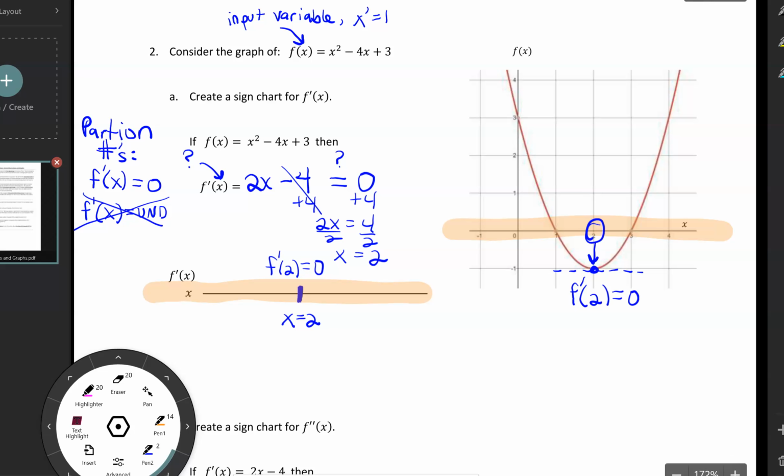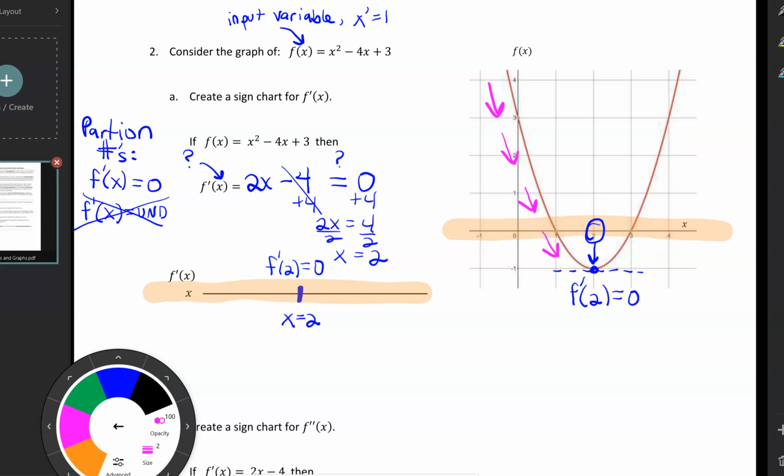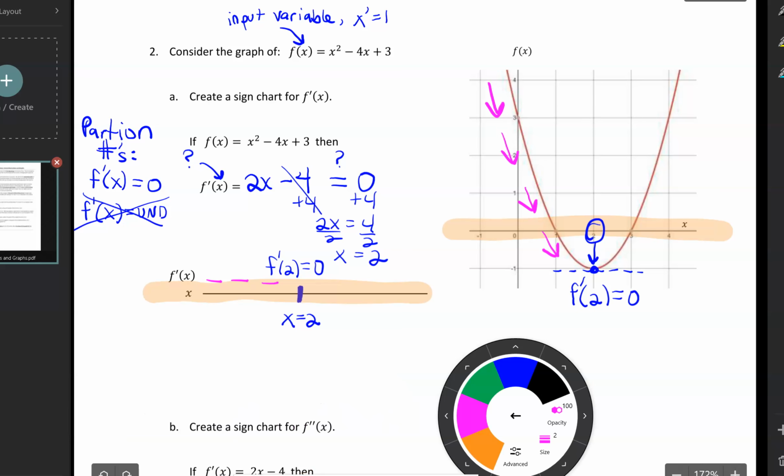Okay, so what would we predict the derivative should be to the left of that point? Remember from our graph, we saw that our tangent line should be pointing down. I would predict that I should get negative outputs for any x value to the left of that partition number, but we're just going to test it. These are called test points. So let's go ahead and test it.